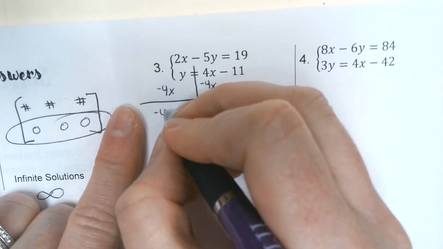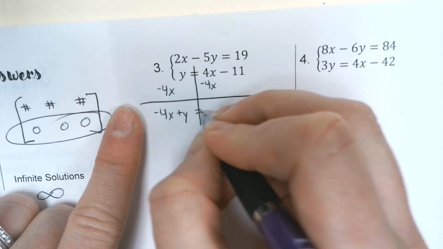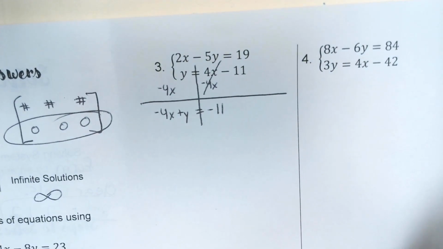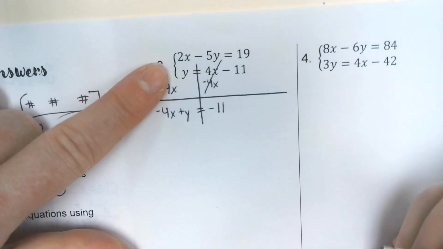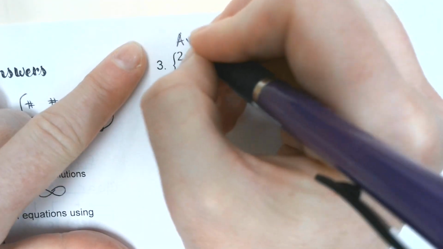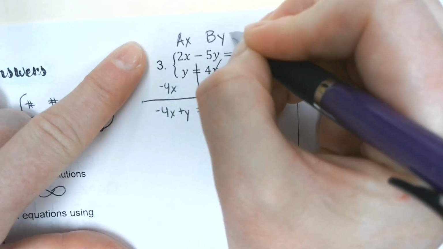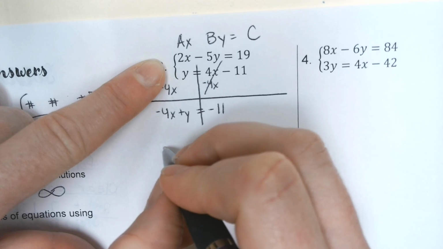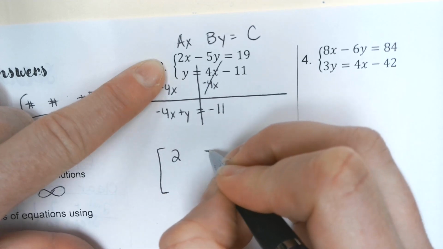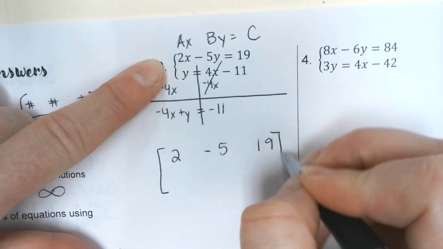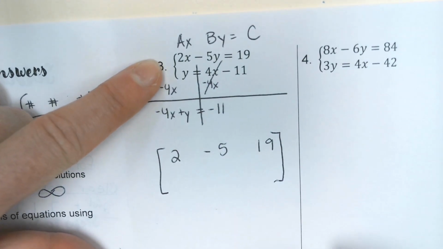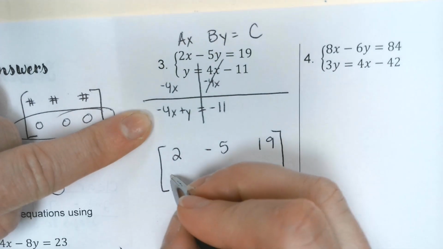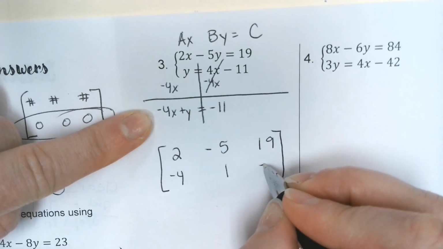And now we have negative 4x plus y equals negative 11. It has to be ax plus by equals c. The first one was already written like that. So the first row is 2, negative 5, 19. Now the second row, see how we rearranged it? It's now negative 4, 1, negative 11.